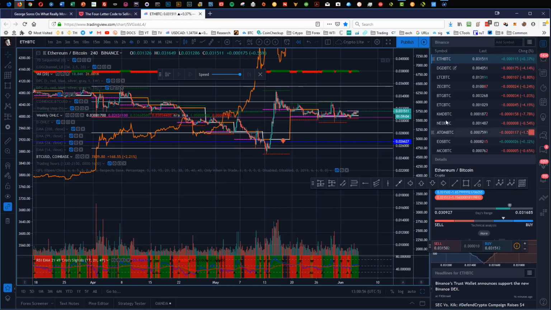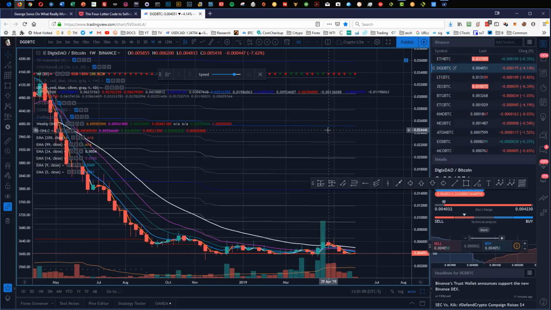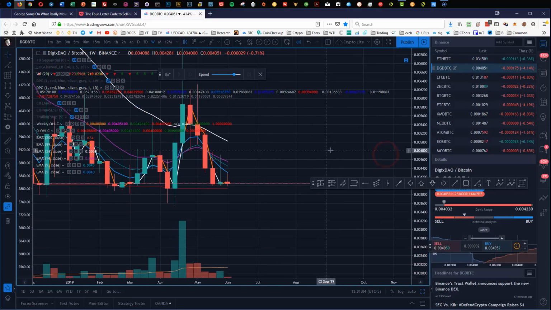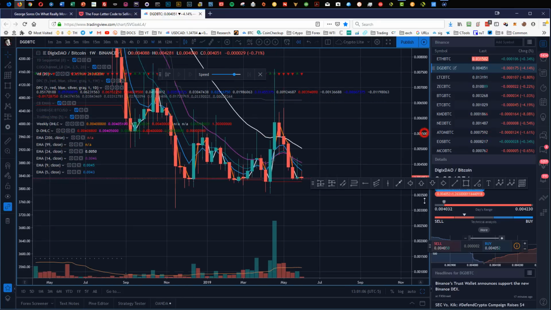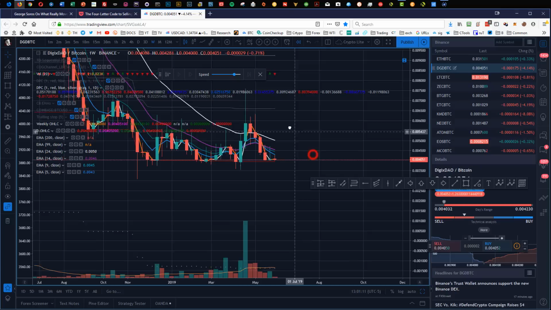So let's move on to a couple more charts. Now I'm just going to go through this quickly because you get the concept now. You know what we're doing. So let's look at DGD. Measured move. Let me just look at it. Measured move looks like it's a little short yet. It probably has a little bit more to go.